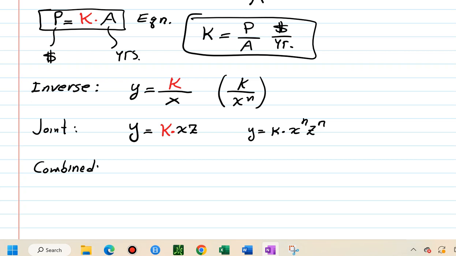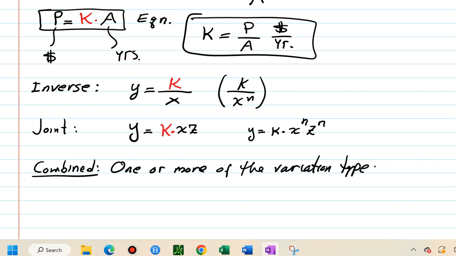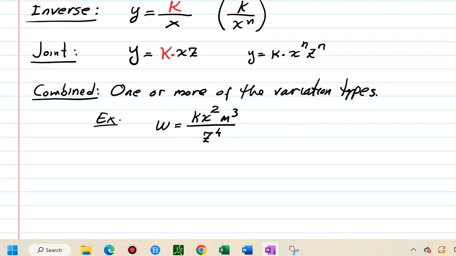Now, when we talk about combined variation, combined variation could have what? It could have one or more of the variation types in it. Remember, there are three types we talked about. We talked about joint, inverse, and direct. So an example of a combined variation, for example, I can say W varies, let's say, jointly with the square of x and the cube of m, and inversely with the fourth power of z. You see that? That would be an example of a combined variation.